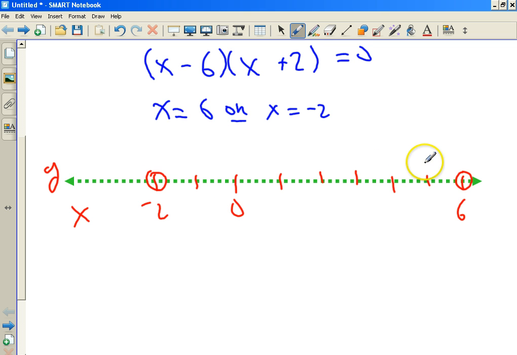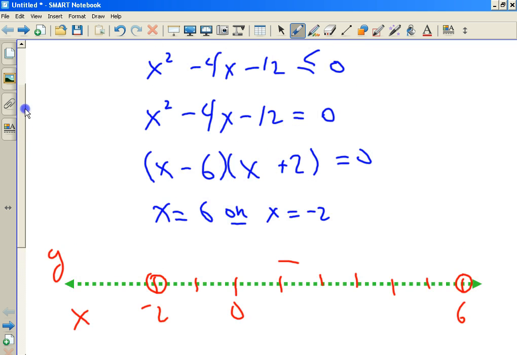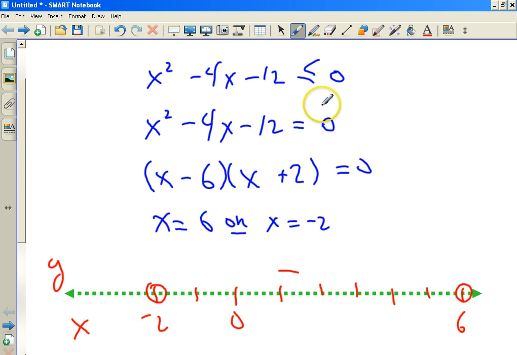Pick something easy. What's easy to pick? 0. Now plug it in and see if it's positive or negative. What's 0 minus 6? Negative. What's 0 plus 2? 2, positive, in other words. So what's a negative times a positive? A negative. So no matter what you plug in between negative 2 and 6, you're going to get a negative y value. Now remember what we're looking for: less than 0. That is negative. So that's part of the answer, these x values.